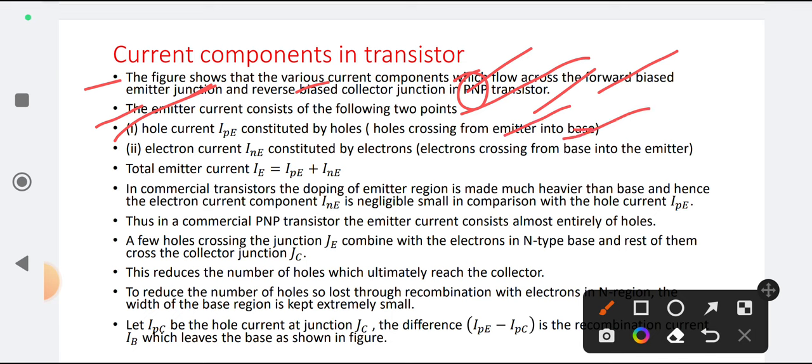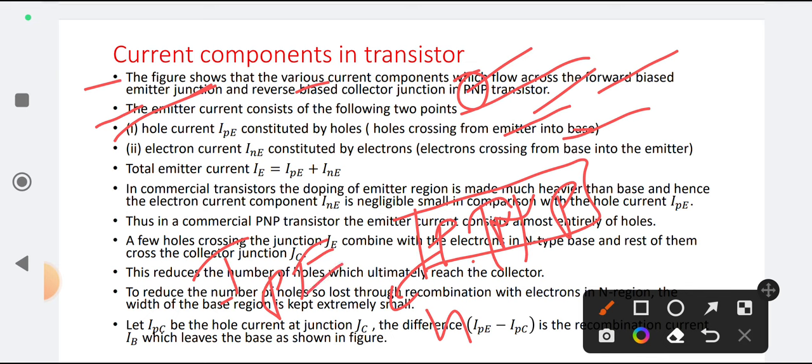Actually, what type of transistor is given? PNP transistor. Here the majority charge carriers are holes. Holes have to enter into the base, then current is produced. That current is denoted by IPE. So it is a current because of holes coming from the emitter.